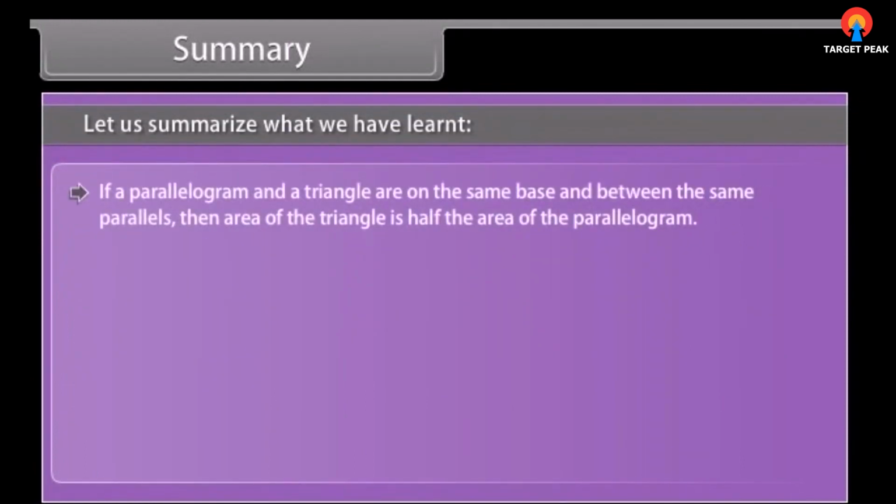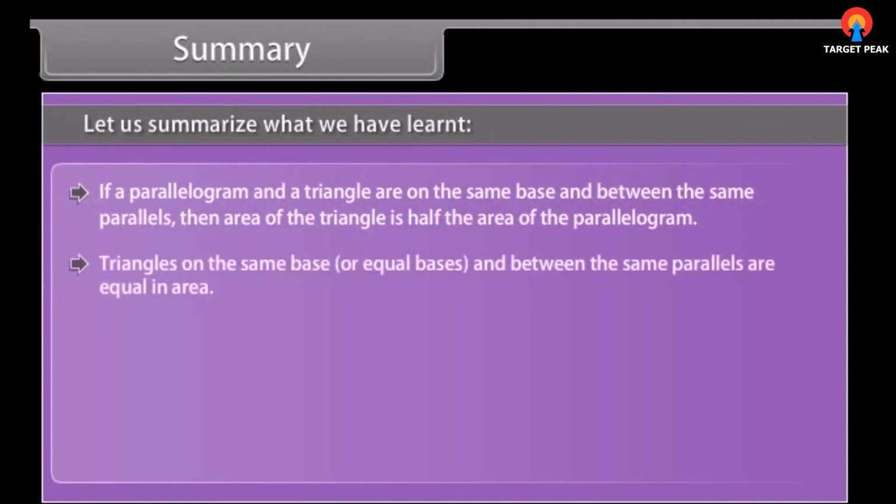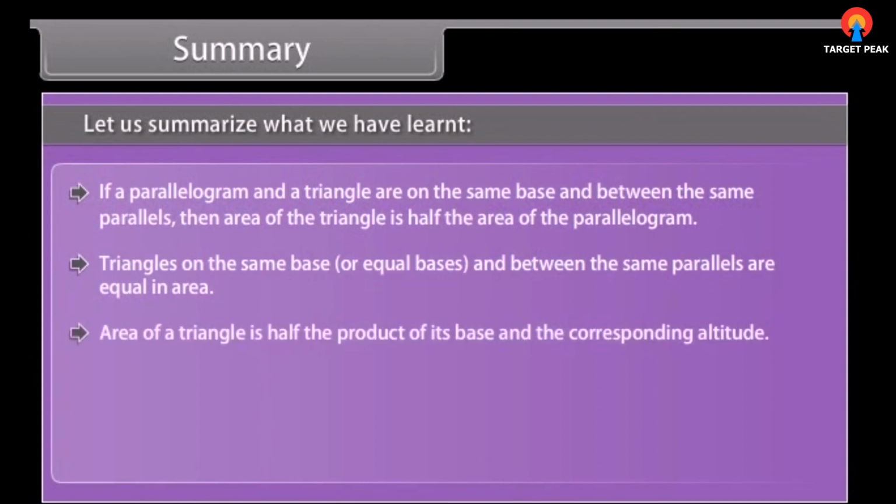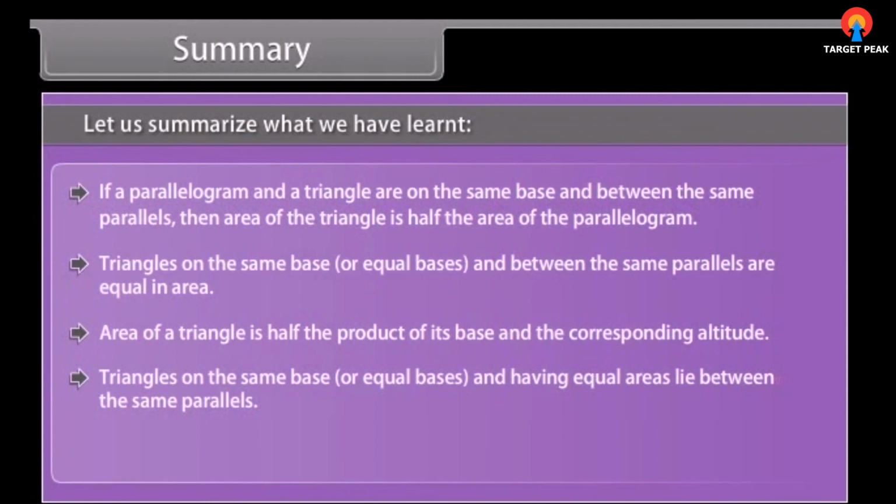If a parallelogram and a triangle are on the same base and between the same parallels, then area of the triangle is half the area of the parallelogram. Triangles on the same base or equal bases and between the same parallels are equal in area. Area of a triangle is half the product of its base and the corresponding altitude. Triangles on the same base or equal bases and having equal areas lie between the same parallels. A median of a triangle divides it into 2 triangles of equal areas.